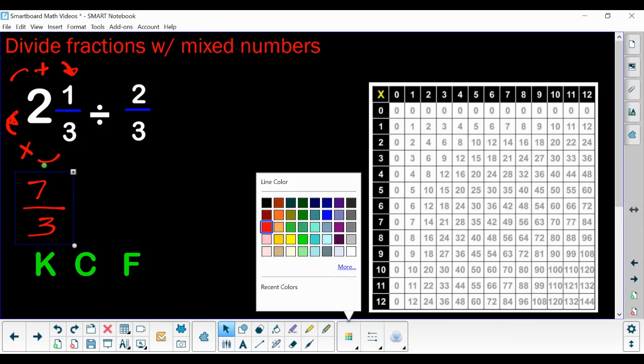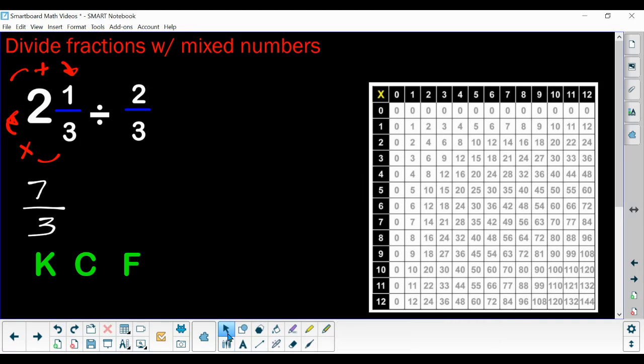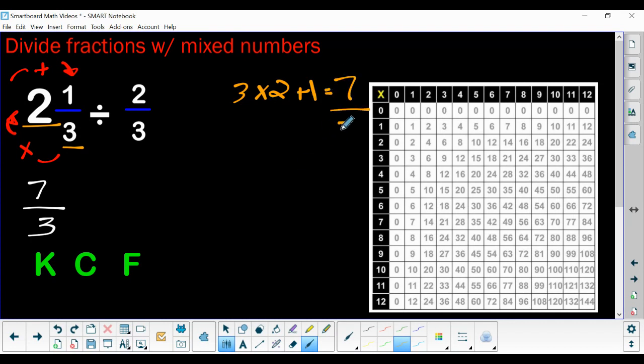Just make that the same color as the other ones. 7 over 3. In case you're wondering how I got 7, remember, I got 2, I multiplied by 3, then I added 1 to give me 7. And of course the 3 stays the same. So just showing you how I got that.